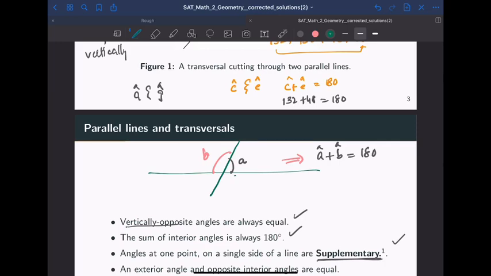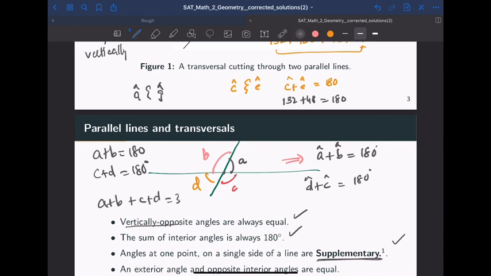Similarly, if I have some angle C over here and angle D over here, then D plus C are supplementary and their sum is equal to 180 degrees. And this actually makes sense, because if A plus B is 180 and C plus D is 180, so we studied before that the sum of angles about one point is equal to 360. So A plus B plus C plus D should be equal to 360, because we read that, and that is true because this is 180 and this is 180.